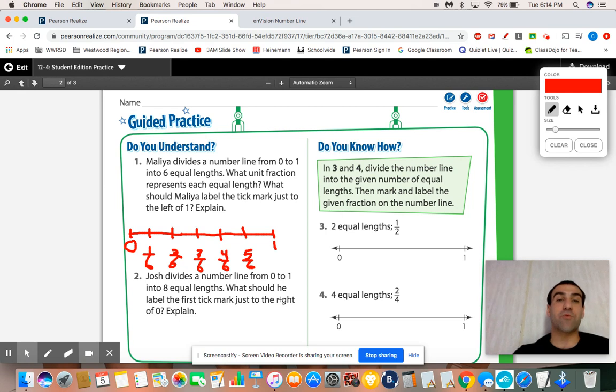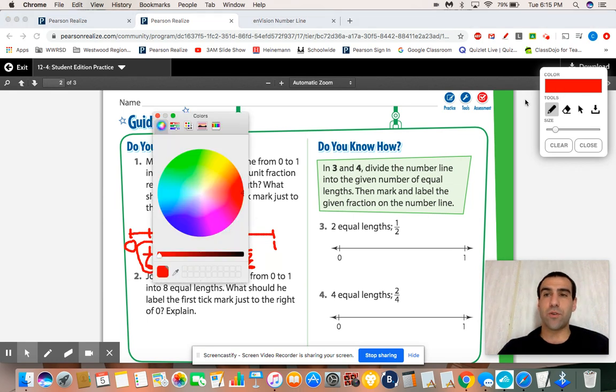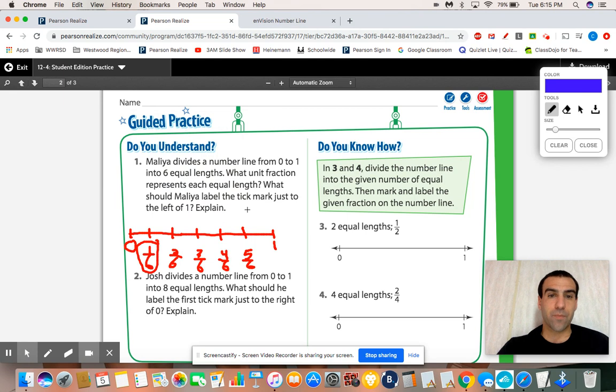So now I can answer each question. What unit fraction represents each equal part? Based off of what we already know, a unit fraction is 1 section. So the unit fraction here is going to be the 1/6, okay? Next question. There are multiple questions that you need to answer. What should Mila label the tick mark just to the left of 1? So I'll change the color so you can see that. If I go from here, just to the left of 1, it's 5/6. I circle it. All right.